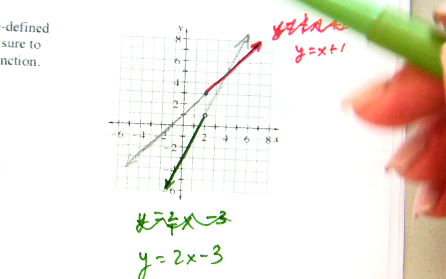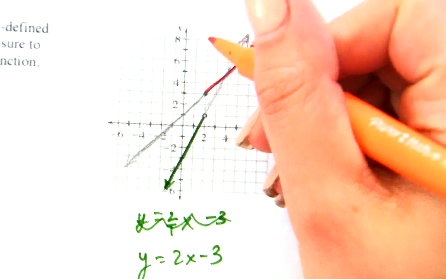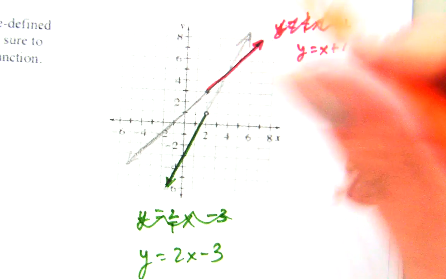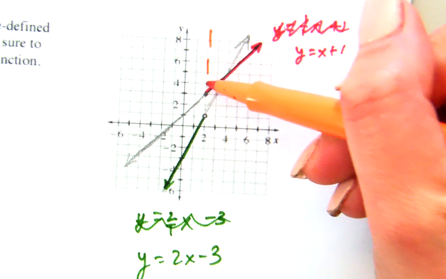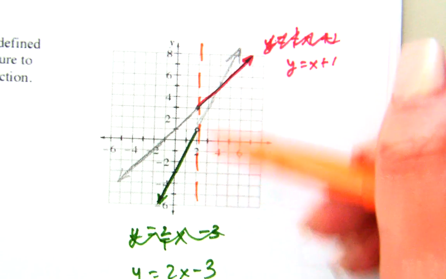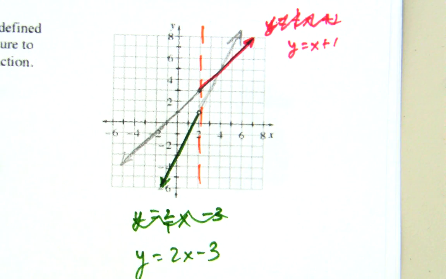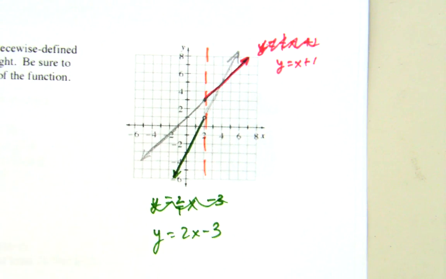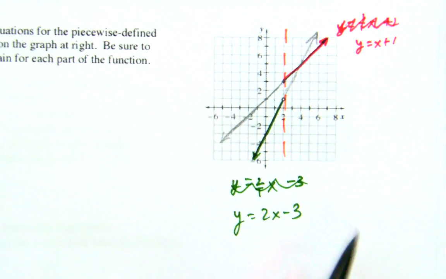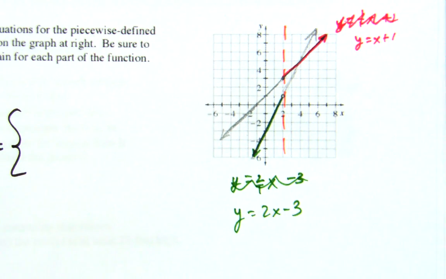Now the question is, where's your cutoff point? What's your boundary point? And hopefully you actually notice where the boundary is, where there's a gap right there. Since your boundary line is going to go through this way, the boundary is somewhere around 2 for the x-axis. So now we're going to write our piecewise function.